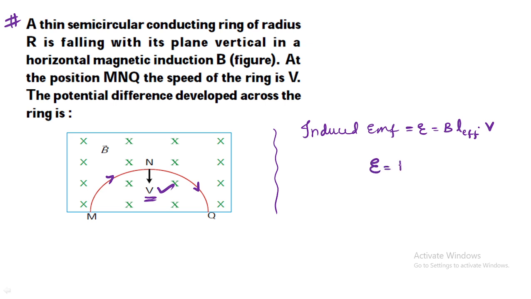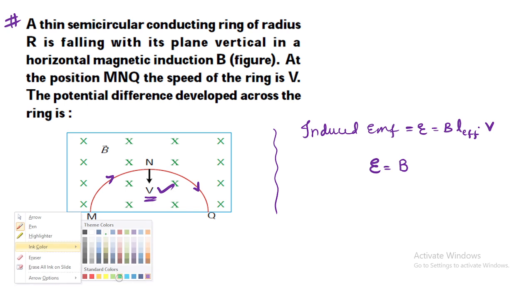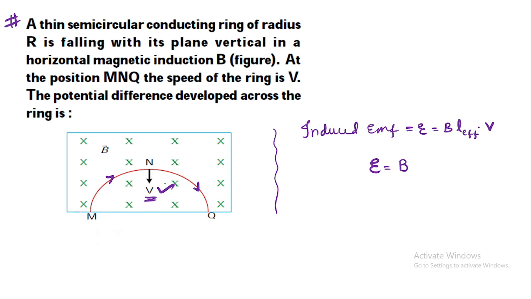What is the L effective, buddy? Tell me. B into L effective. What is L effective for this half circle? Diameter only, no, right? 2r only, no. What happened? 2r and velocity is v. So total answer of this one is what? 2BrV. Then these are all important questions, buddy.